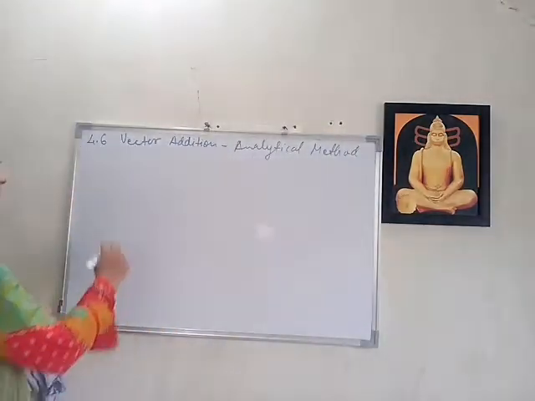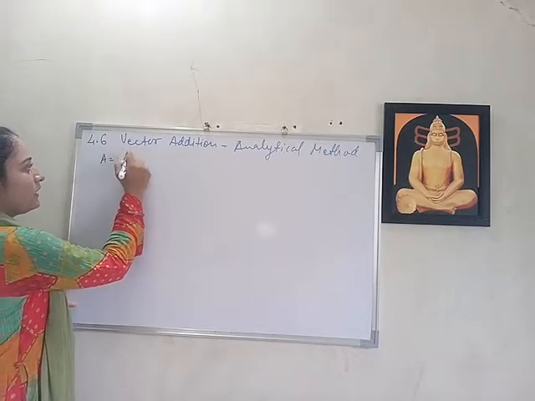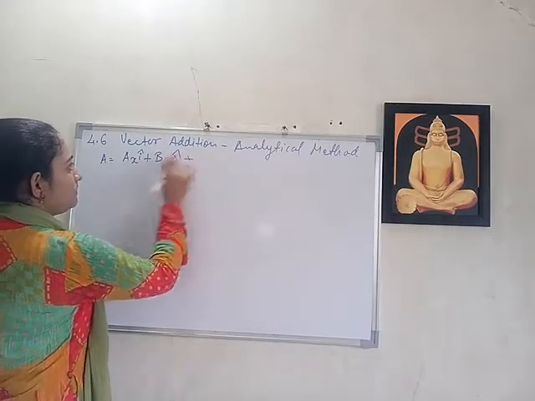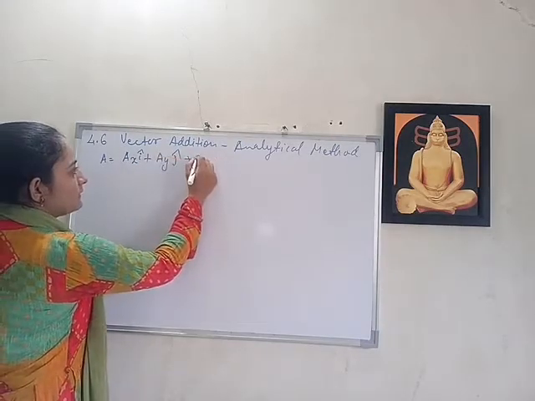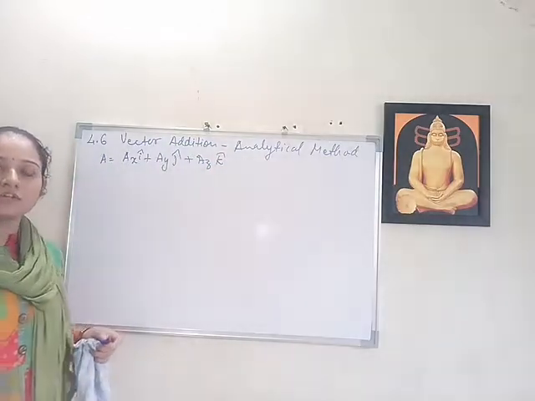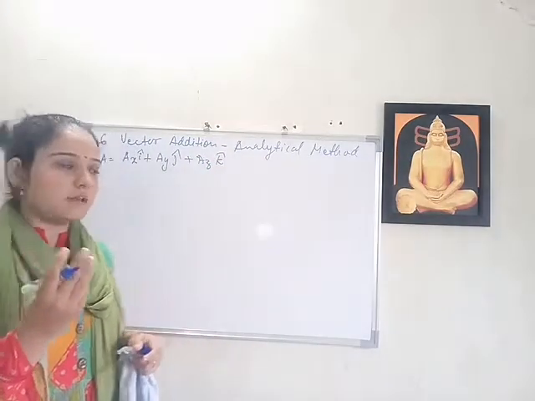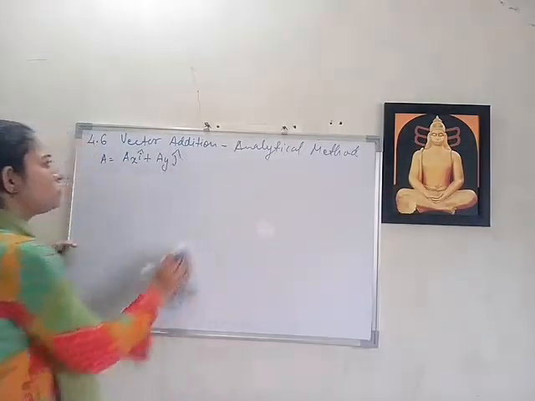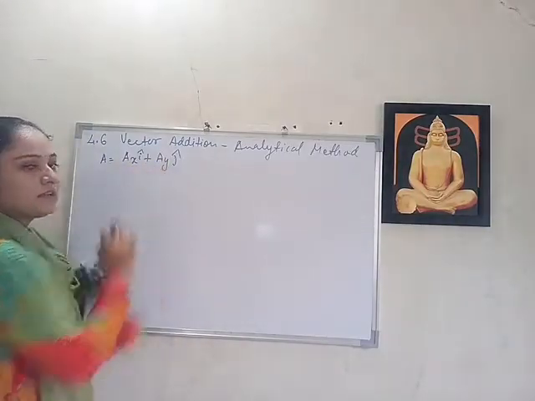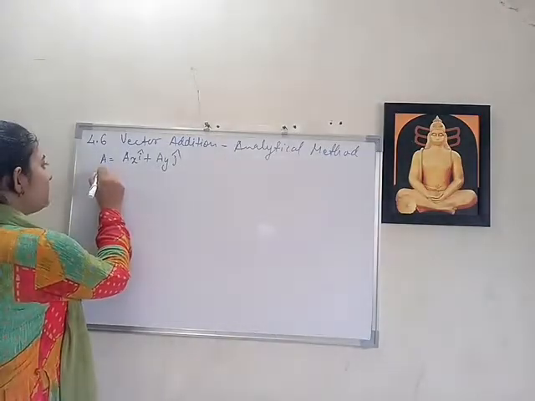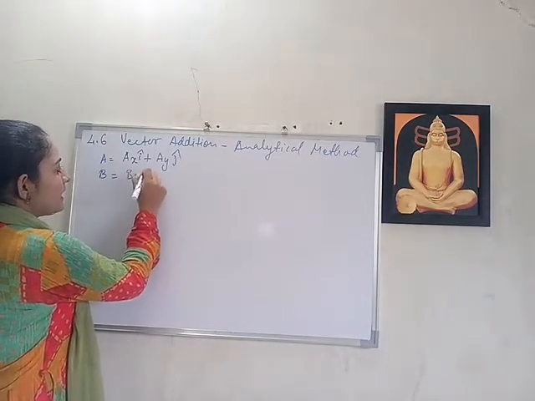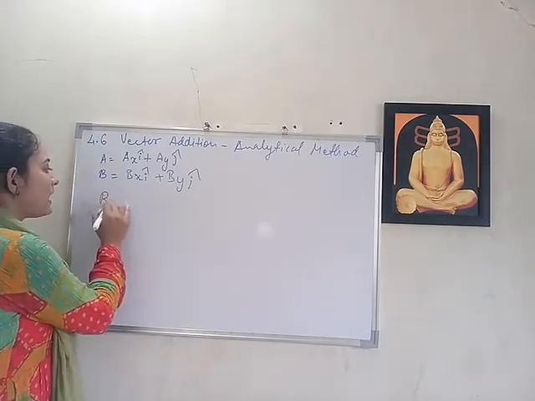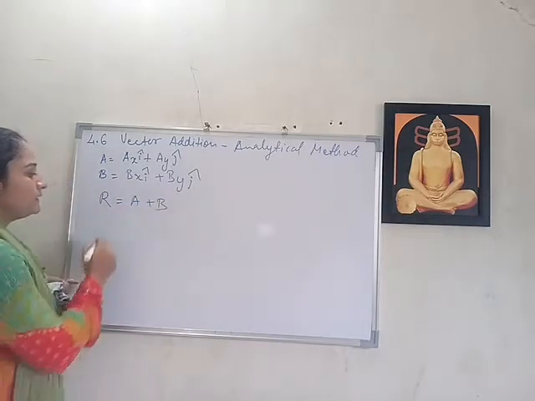So consider A equal to Ax i plus Ay j plus Az k. Here we have talked about 3 components, right? You can also take only 2 components. We will take the first 2 components. So A equal to Ax i plus Ay j. Same way, B equal to Bx i plus By j. Now, if the resultant vector is R equal to A plus B, then what will we write?